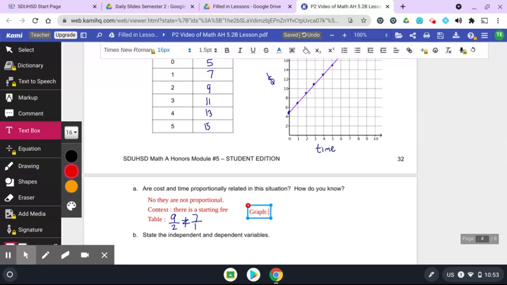You don't have to write all those reasons. You have to write one reason. But there's different ways you can tell. Okay, so my independent was time and my dependent was cost.